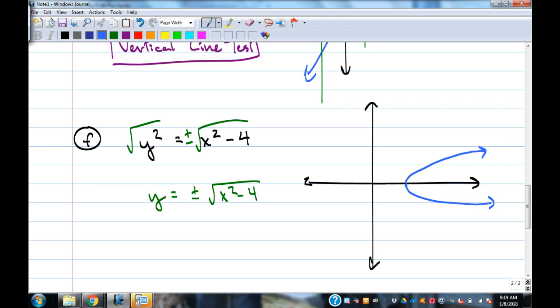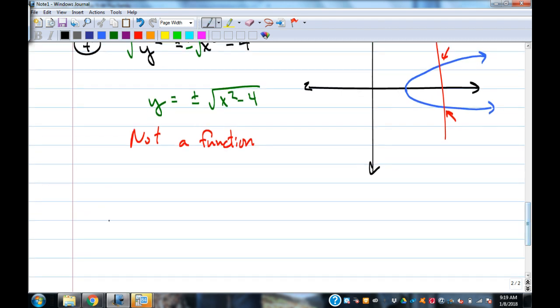Would that pass the vertical line test? No, because we can drop that vertical line right there and get it to touch two places. There's two intersections with the vertical line, so this is not a function. Kind of the shortcut to that is to know that if both variables are squared, it's not a function. Okay? If both variables are squared, it's not a function. That's always kind of the shortcut to that.